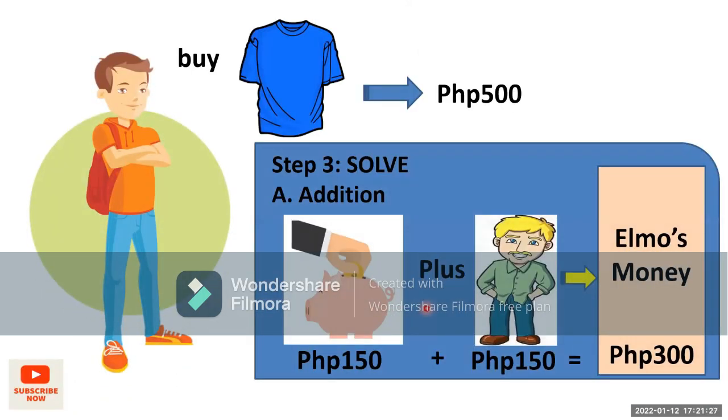So step 3 is to solve using addition. The first operation that we're going to use is addition. So we're going to add the savings of Elmo, which is 150 pesos, and the money given by his father, which is 150 pesos. Elmo's money now is 300 pesos.